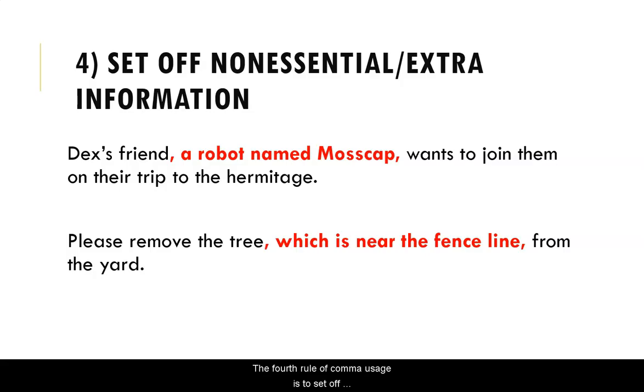The fourth rule of comma usage is to set off non-essential or extra information provided to clarify a noun. It can be removed from the sentence without changing the meaning. Let's look at the second example here. If we already know which tree is being discussed, the phrase in the middle is not required. However, if there are several trees down in the yard, this information may be essential to know which one to remove. If it is essential, then we don't set it off with commas.